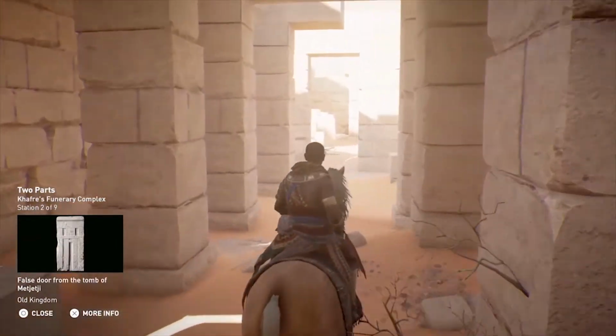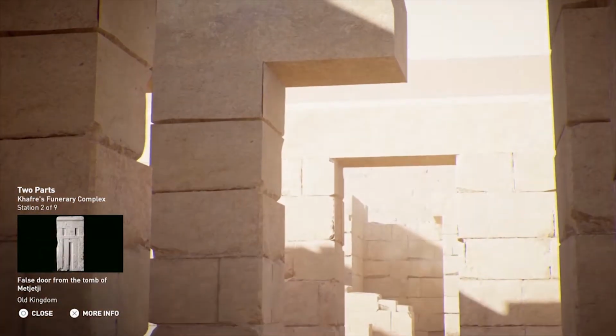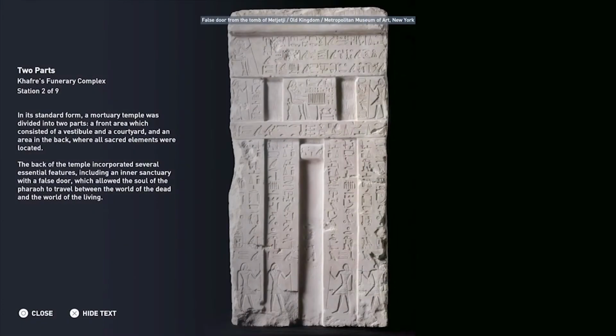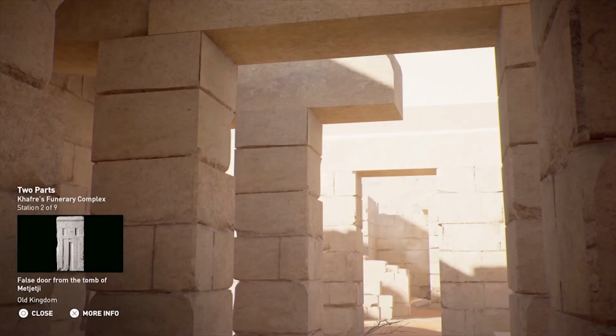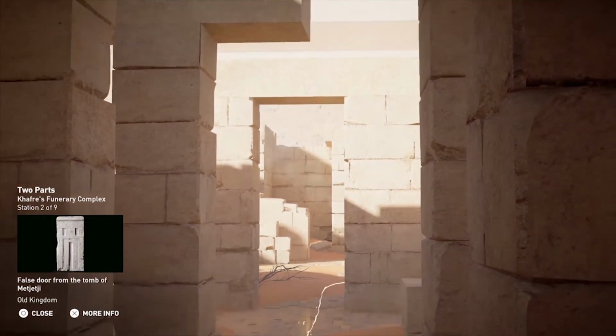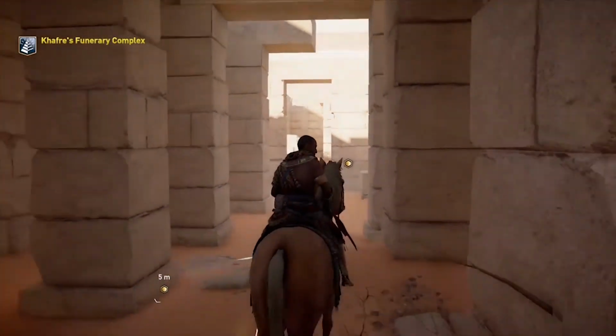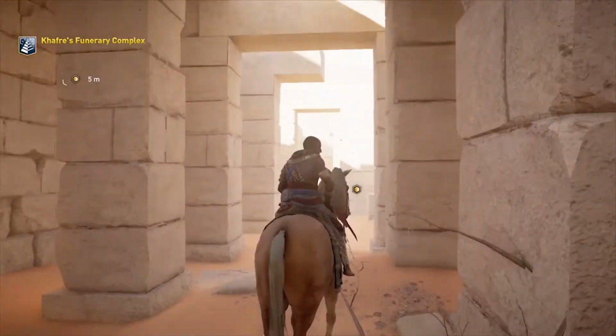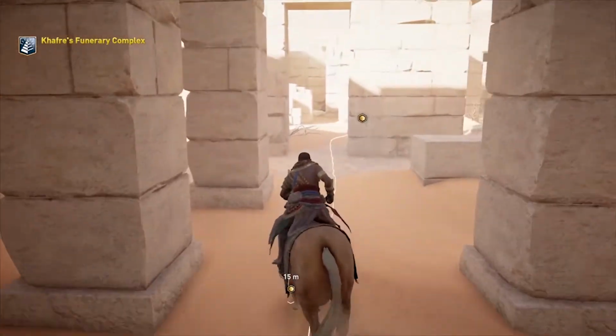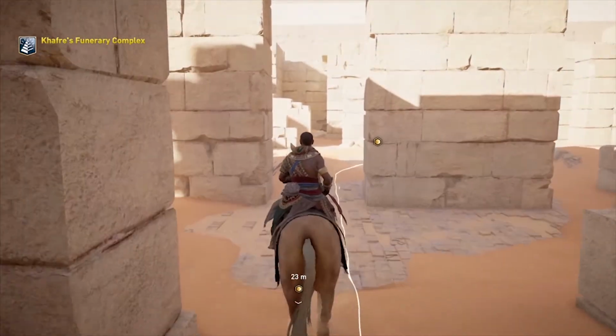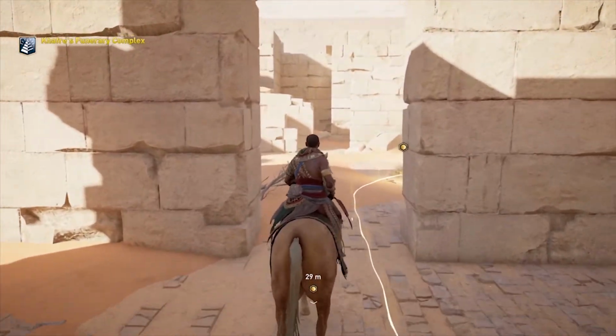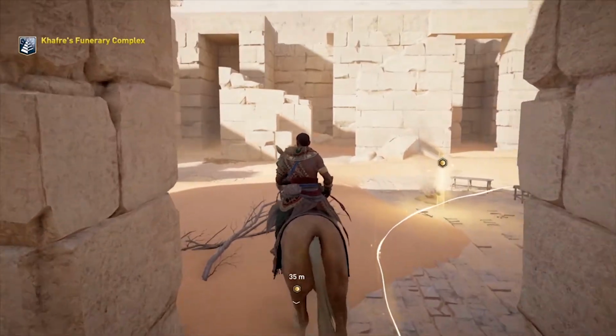In its standard form, a mortuary temple was divided into 2 parts: a front area which consisted of a vestibule and a courtyard, and an area in the back, where all sacred elements were located. The back of the temple incorporated several essential features, including an inner sanctuary with a false door, which allowed the soul of the pharaoh to travel between the world of the dead and the world of the living.